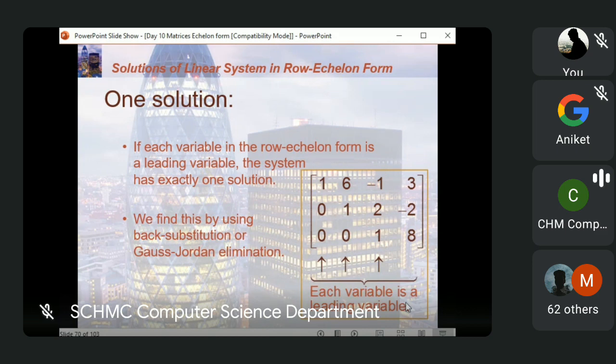So each variable is a leading variable. Please note, in the diagonal I'm getting leading variables. We find the solution by using back substitution, or we take this one step further and make 0 here in place of 2 and minus 1, and make 0 here in place of 6. Then it is a direct answer: x is this, y is this, and z is this. Please take note of this. When will we have one solution? When each variable is a leading variable.